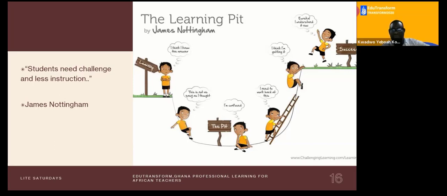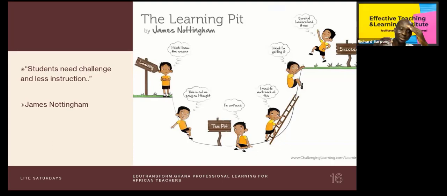So you avoid the learning pit. Other than that, if you just teach and give the task to them like that, you are going to have students come to the point, and there are a number of kids, unfortunately, in the African classroom, in the Ghanaian classroom, that are confused. They are at the bottom of the pit and they don't have any ladder of support to really come out of that particular struggle.